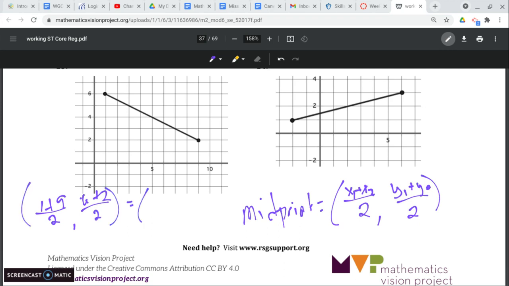1 plus 9 is 10 divided by 2. 6 plus 2 is 8 divided by 2. 10 divided by 2 is 5. 8 divided by 2 is 4. So the midpoint is right here at 5, 4. So that is what you're going to do. You add your x values together, you add your y values together, and you divide each of them by 2.